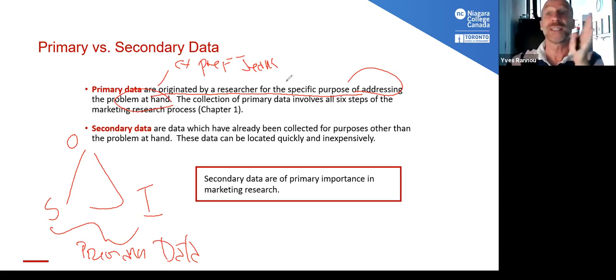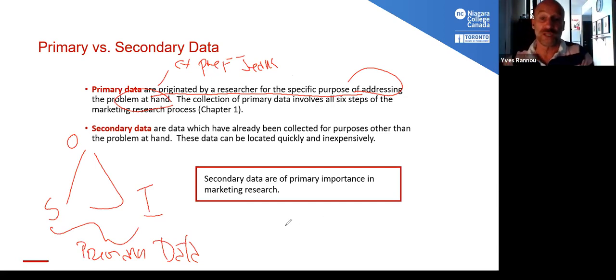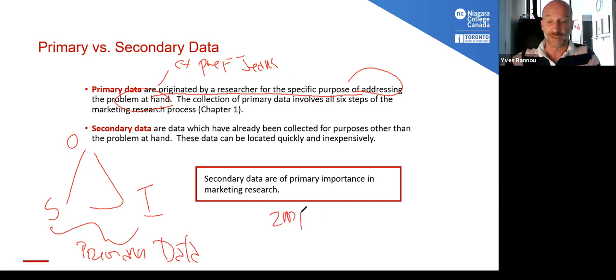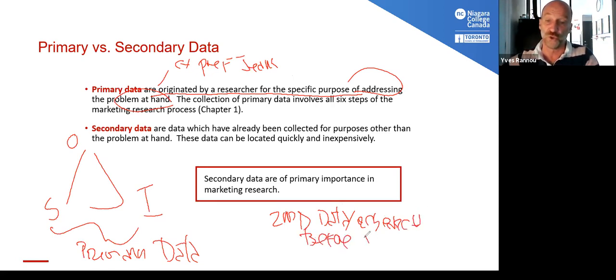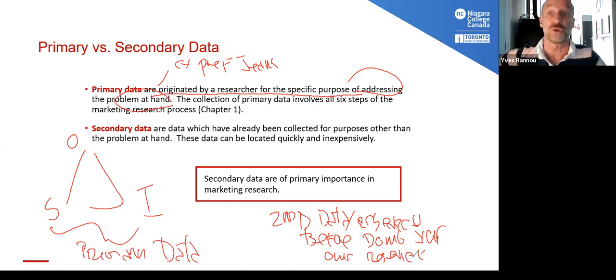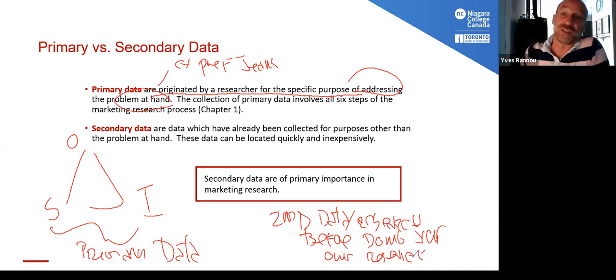So it's looking at data before your own research, right? So secondary is data or research before doing your own research. It's asking the question, what have we done before? What has Levi's done when it comes to measuring customer preferences before? Do they even know how people do? And maybe they've done something internally.